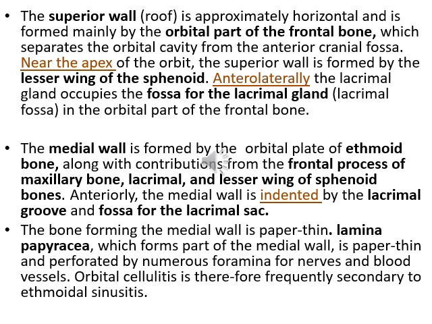The bone forming the medial wall is paper thin. We call it lamina papyracea. Lamina papyracea is perforated by many foramina for the transmission of nerves and blood vessels. That's why orbital cellulitis, which is infection within the orbit, is secondary to ethmoidal sinusitis, because of this lamina papyracea and its foramina.